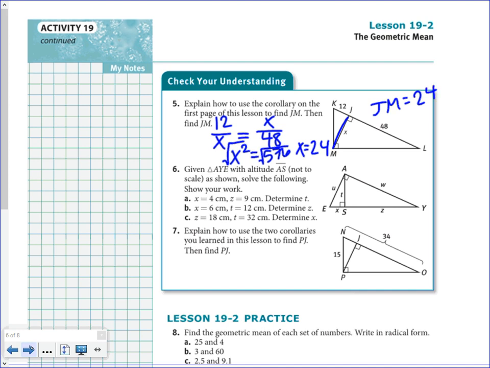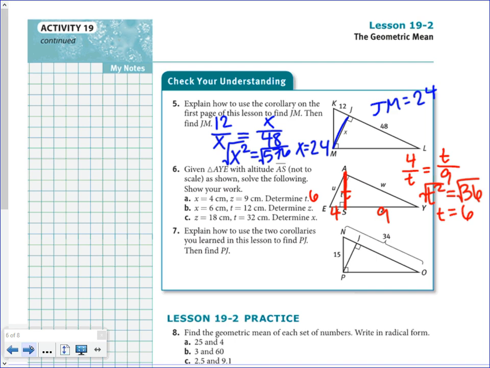Looking at number 6. All of these are using the same figure, and they're all separate questions. So you're not doing based on A, then I can find B. Like, there's 3 separate problems. They're just using the same figure. So let's look at A. They tell me that x is 4, z is 9, and I'm looking for t. So my altitude is my geometric mean. So that means that t is the geometric mean of the parts of the hypotenuse, which in this case are 4 and 9. So when you cross multiply, you get t squared equals 36, and when you take the square root, t is 6.